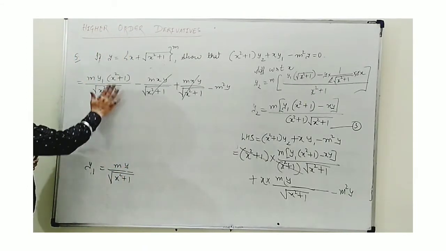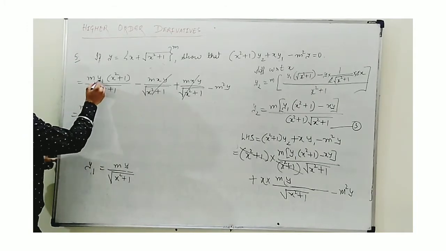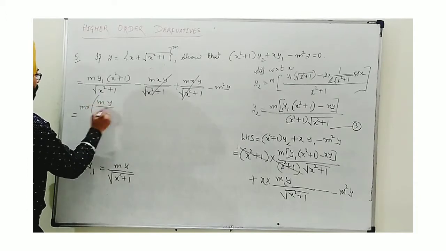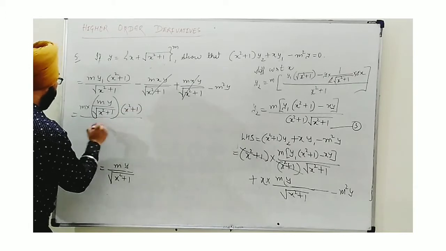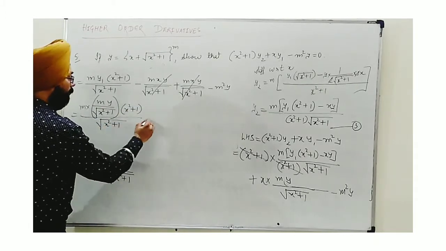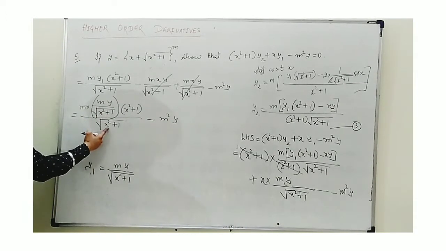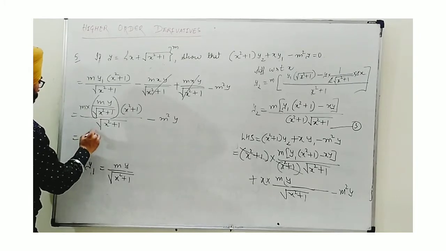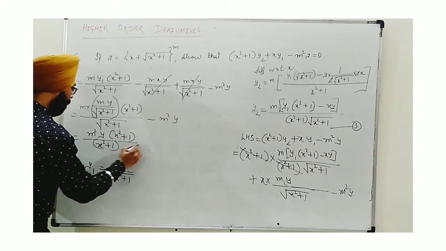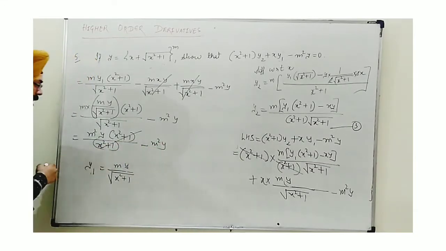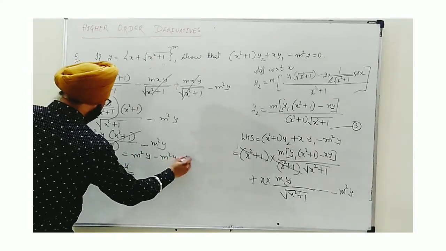Here this also I have to write in terms of y. So y1, its value can be taken as m into, in place of y1 I will write my upon root x square plus 1, and minus m square y as it is. Obviously when this root x square plus 1 comes down with multiplication, we are left with m square y.